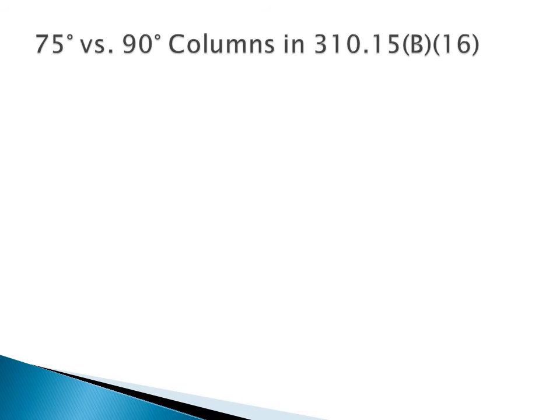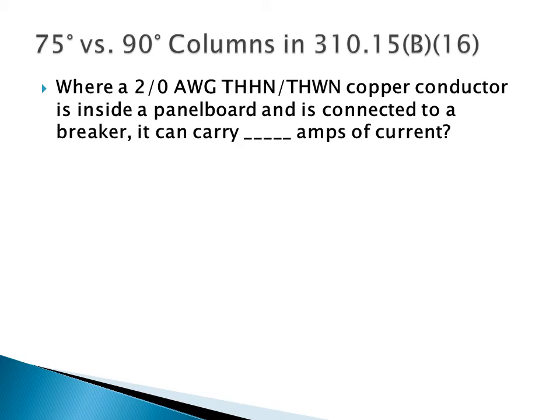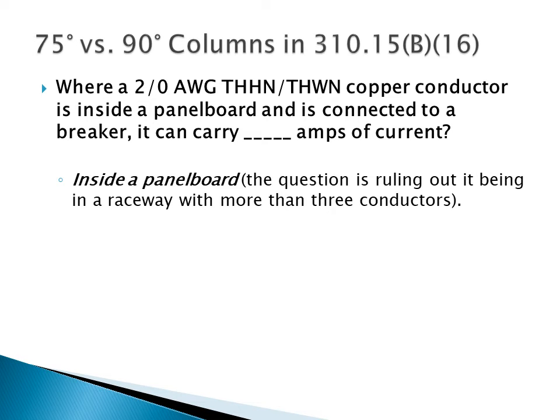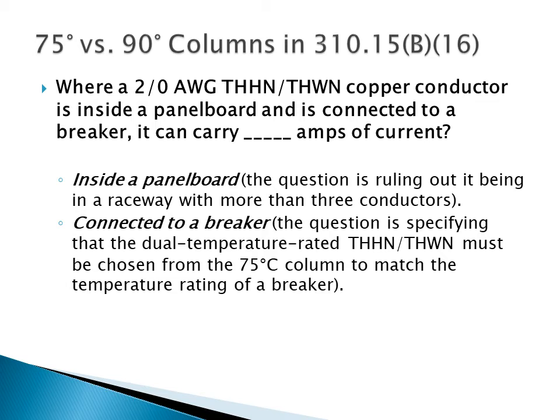Let's see what it looks like in a question. Where a 2-aught gauge THHN, that's a 90-degree column, THWN copper conductor is inside a panel board and is connected to a breaker, how much current can it carry? Let's break this down a little bit. Where they say inside a panel board, they're trying to make you visualize that we're not in a raceway with more than 3 conductors. So we are going to be in 310.15b16. Connected to a breaker. This is where the question is trying to help you know to be in the 75-degree column, even though the THHN, THWN is a dual-rated conductor.